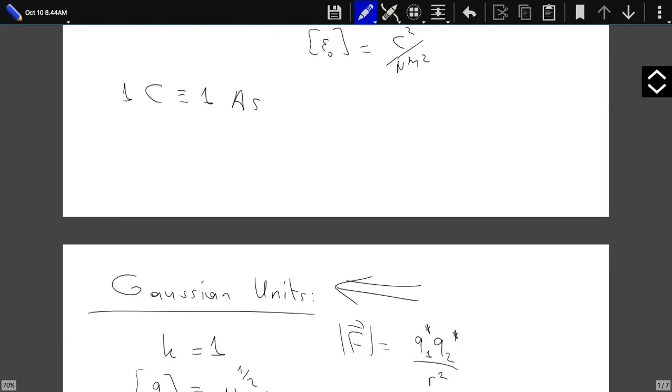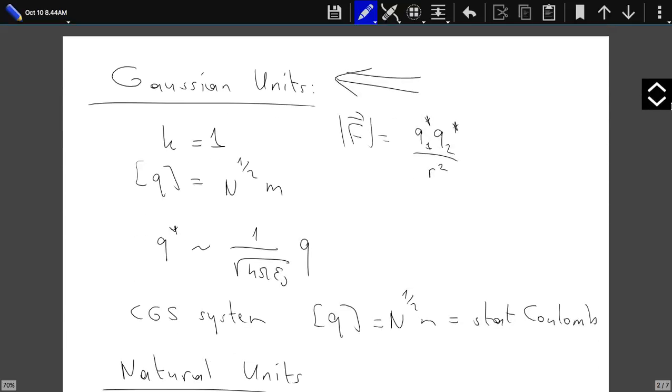In the units that we will be using this semester, we will be using what's called the Gaussian units. In Gaussian units, that constant of proportionality is 1. So in this unit, the unit of charge is not Coulomb, but it is the Newton meter squared, everything square root. That's the unit we will be using.